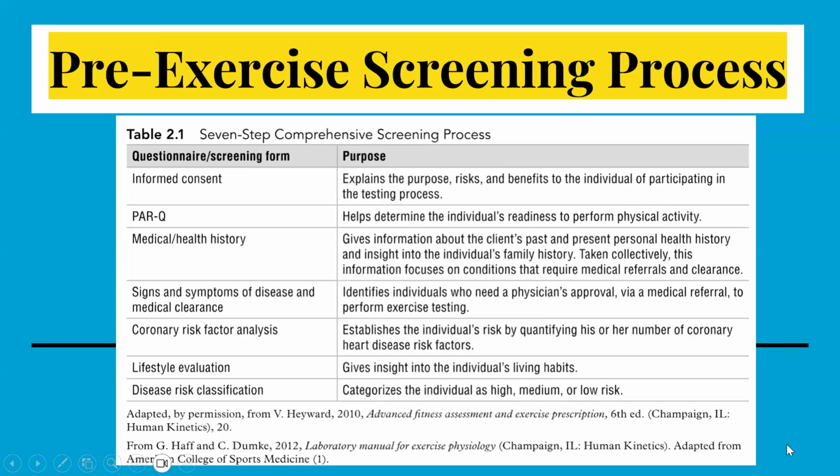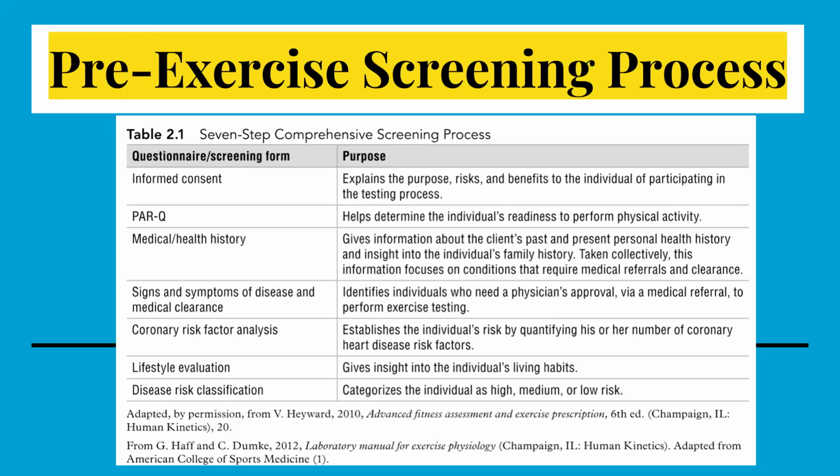All right, so this is an overview of the pre-exercise screening process. That's the 7-step comprehensive screening process. So there's a lot of things going on here. The questionnaire screening forms have the informed consent, the Par-Q, the medical health history, signs and symptoms of disease and medical clearance, coronary risk factor analyses, even lifestyle evaluation and disease risk classification.